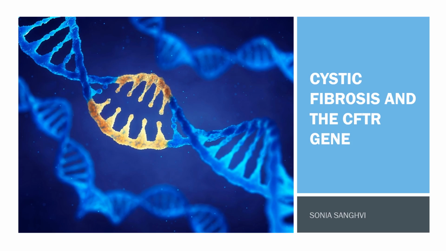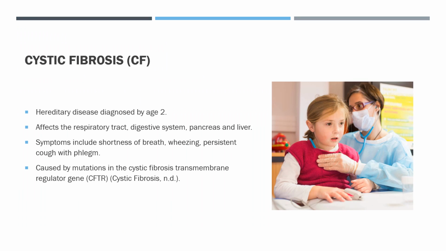Cystic fibrosis and the CFTR gene. Cystic fibrosis is a hereditary disease and it's usually diagnosed by the age of 2. It mostly affects the respiratory system, but it also affects the digestive system, pancreas, and liver. It's usually characterized by shortness of breath, wheezing, and persistent cough with phlegm. It's caused by mutations in the cystic fibrosis transmembrane regulator gene, or CFTR gene.